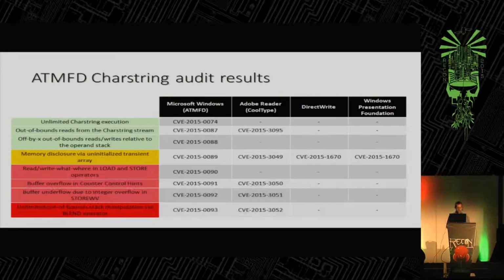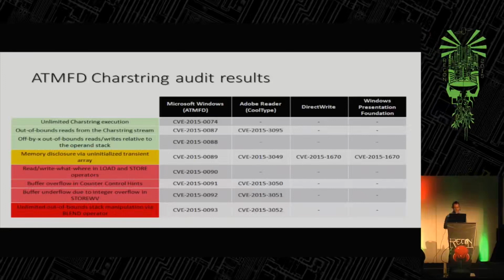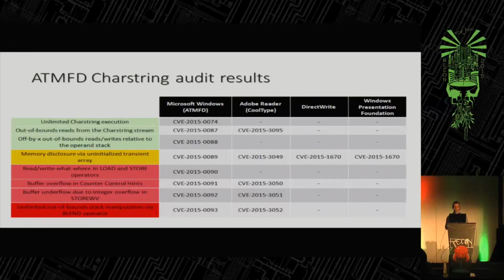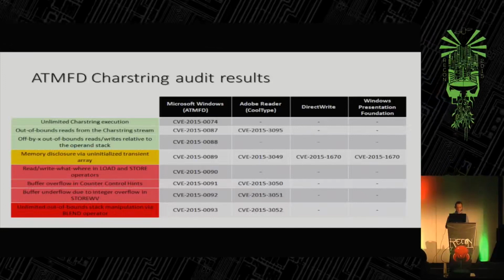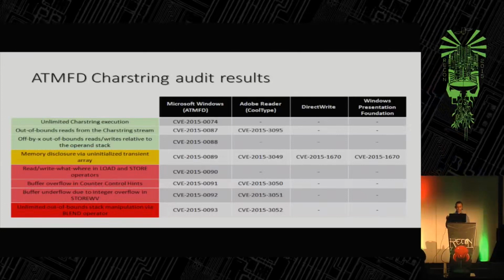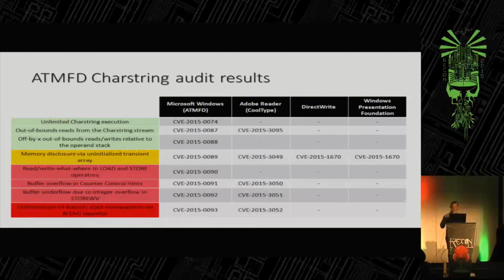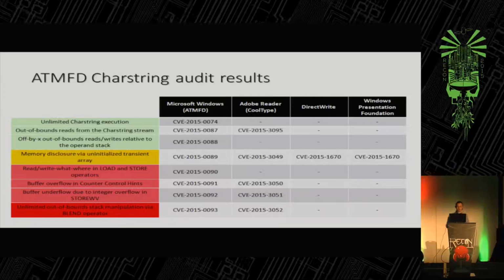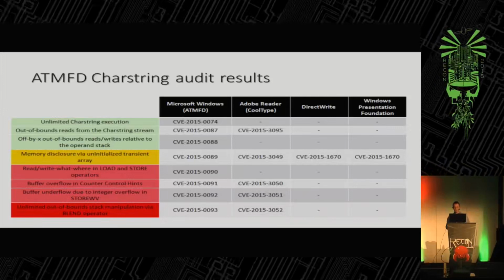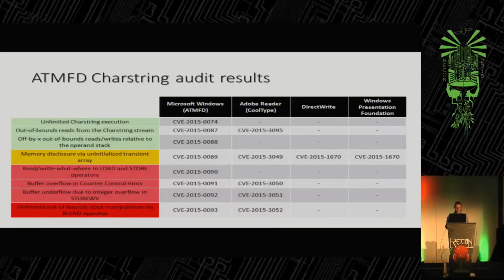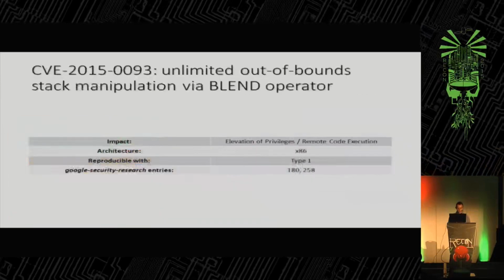And there were also quite a few bugs that had high severity, so they could lead to remote code execution or elevation of privileges in the Windows kernel. And the three most important ones were found in both Adobe Reader and the Windows kernel, including the one that I am going to talk about, so the bottommost one.